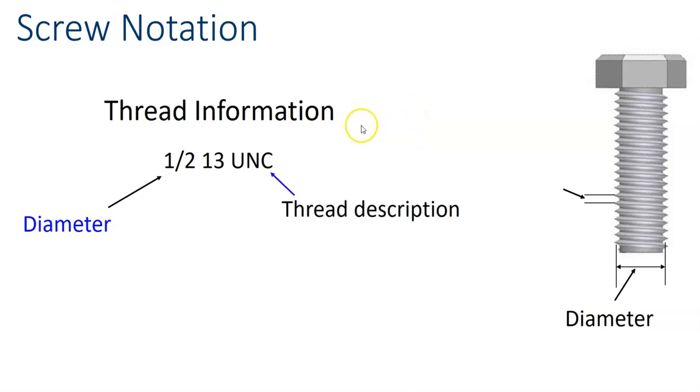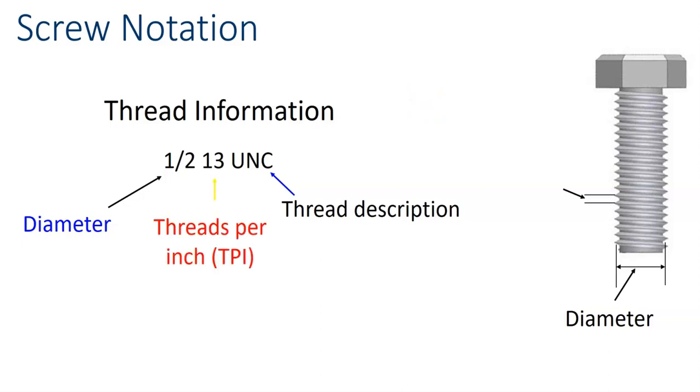The least useful thing is what we call the thread description, and that tells us how coarse or how fine those actual threads are. We don't really care about that all that much because we're just going to keep one size, so we don't have to worry about it. But you could see UNC, which means United Nations coarse. You could see UNF, which is United Nations fine. Ultimately, it doesn't matter for us.